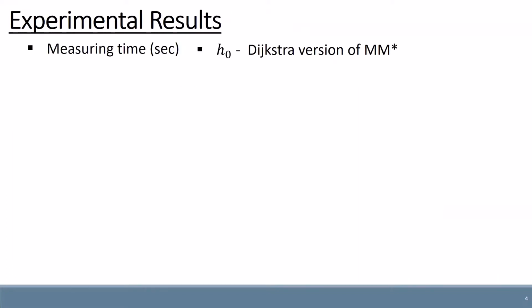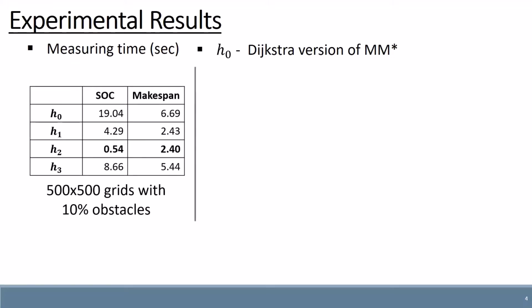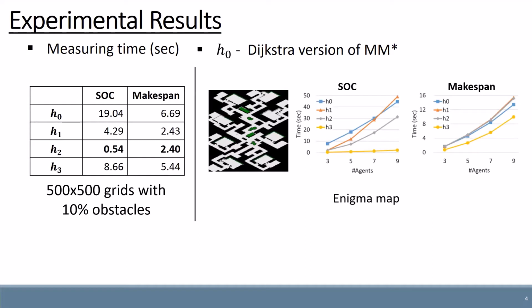We evaluated MM* with our heuristic functions and compared them to a blind search version of MM*. This table shows the average time of each of the different heuristic functions for 5 agents on 500 by 500 grids with 10% obstacles. Here, H2 was the fastest. We also experimented on a larger grid with many more obstacles called the Enigma. Here, H3 was the fastest.